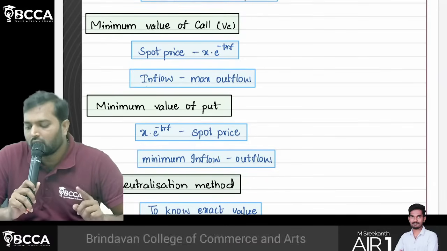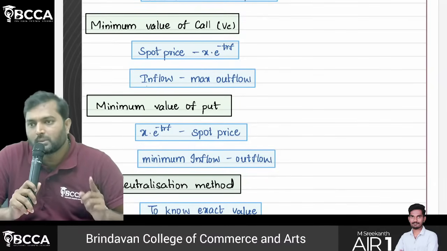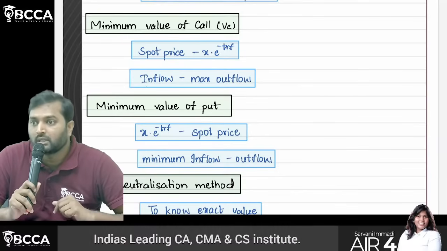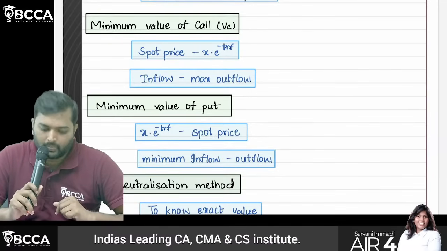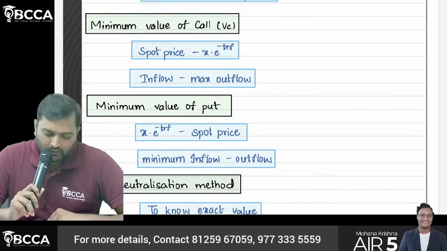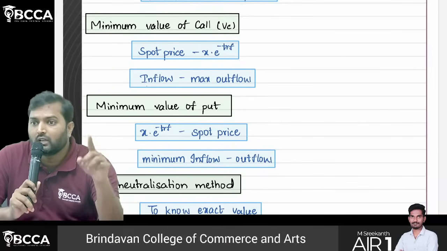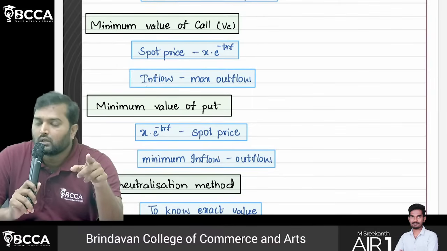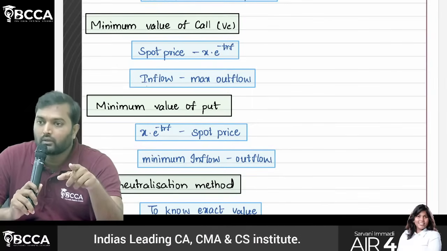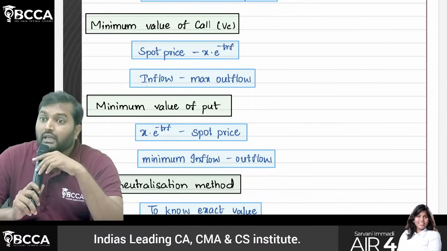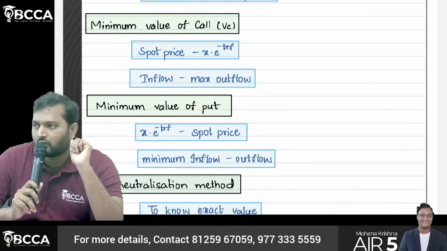The exact value of a call we are going to find out using the option valuation models. So spot price minus X into e power minus TRF is the minimum value of a call. Why is it called the minimum value? Because inflow minus, we are taking the maximum outflow, not the exact outflow.